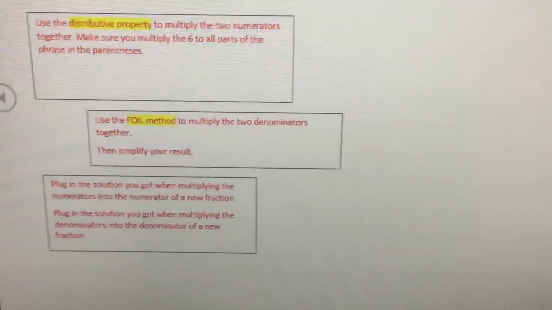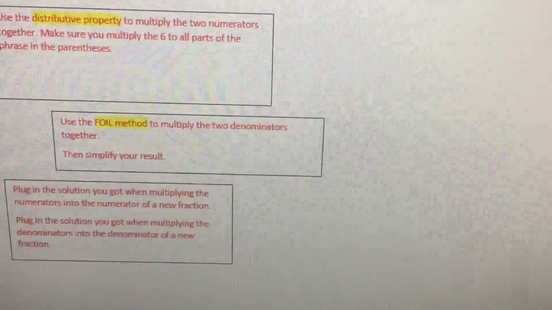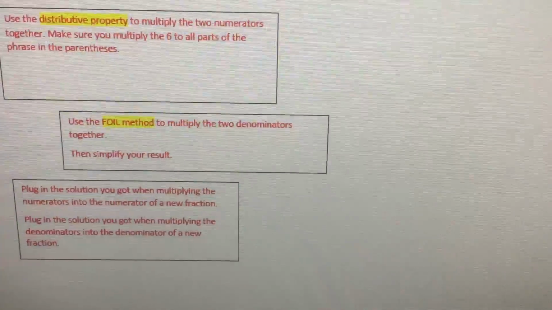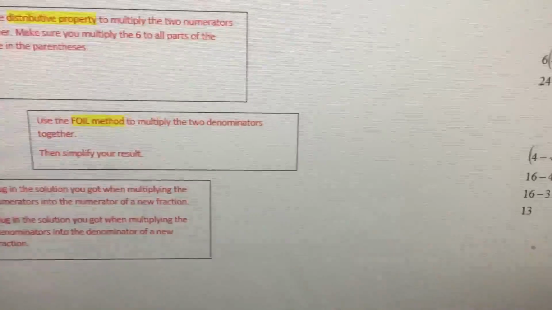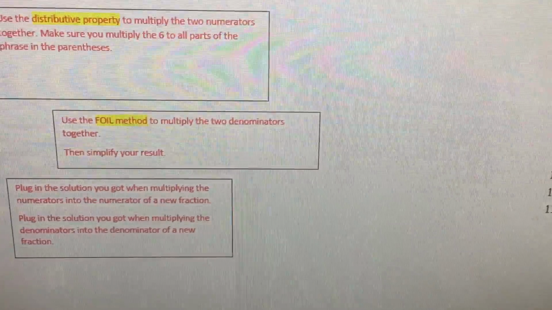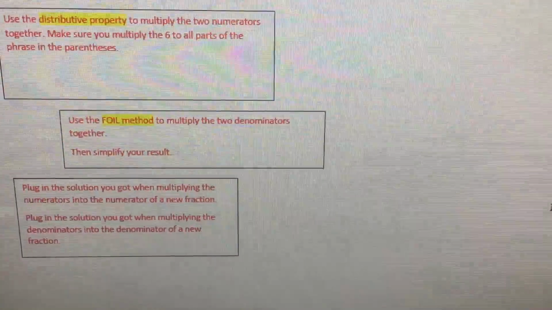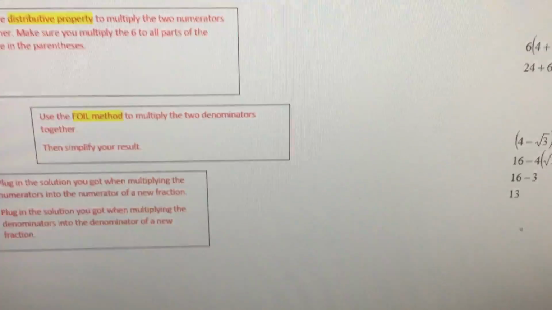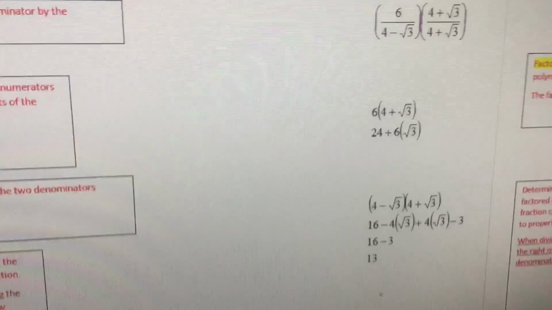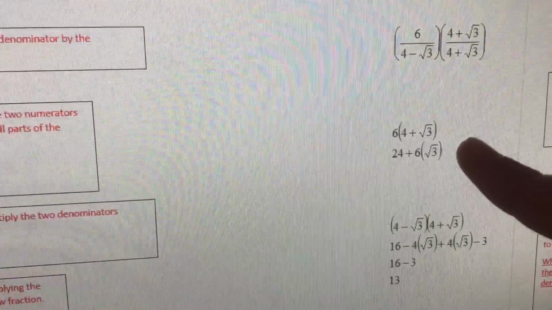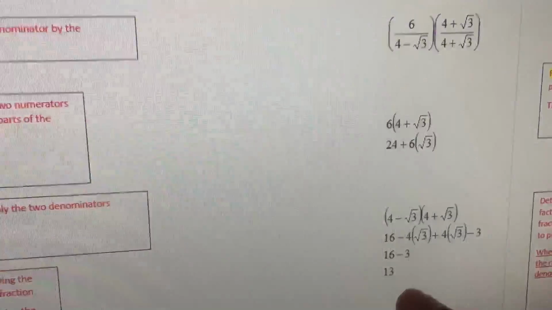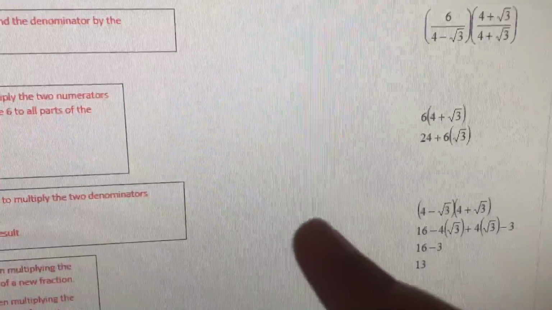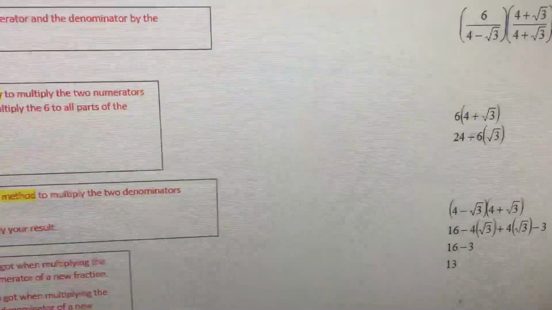The solution you got when multiplying the numerators, we're going to plug that into the numerator of a new fraction. Okay, and then the solution you got when multiplying the denominators, we're going to plug that into the denominator of the new fraction as well. So this is what we got here for the numerator, and we got the 13 for the denominator. Okay, now give me a second here to get to that part.